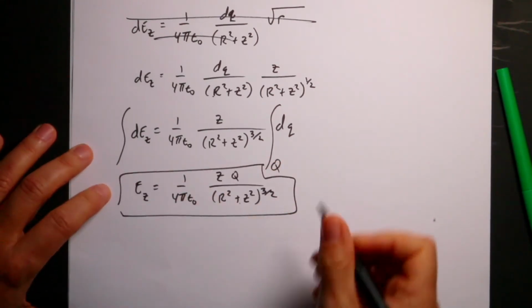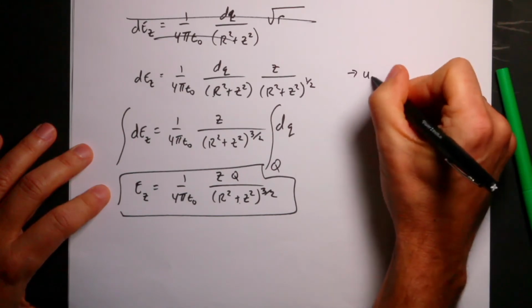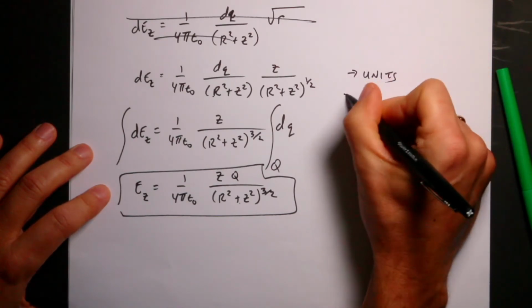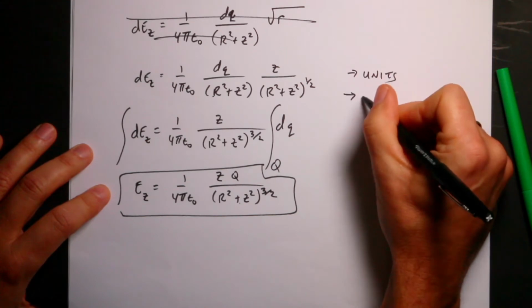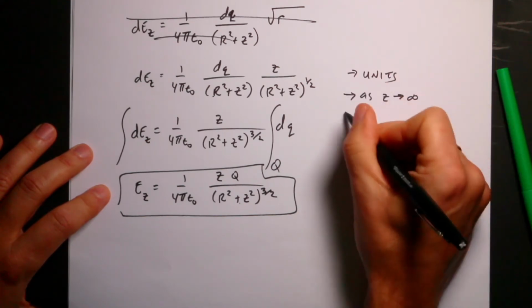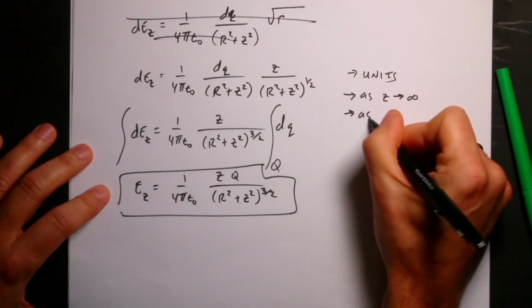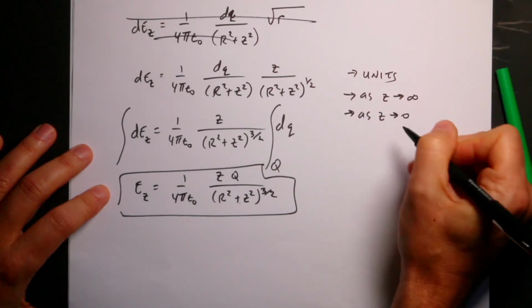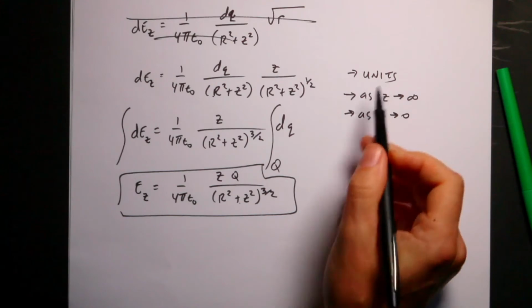Okay, now let's check this. We need to check the units. We need to check as z goes to infinity, and then also check as z goes to 0. Let's check those values. So first the units.